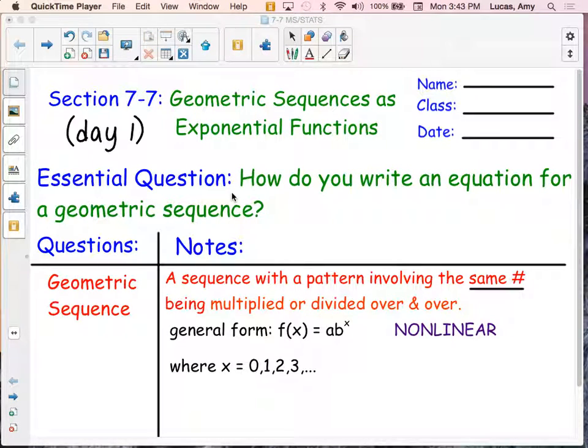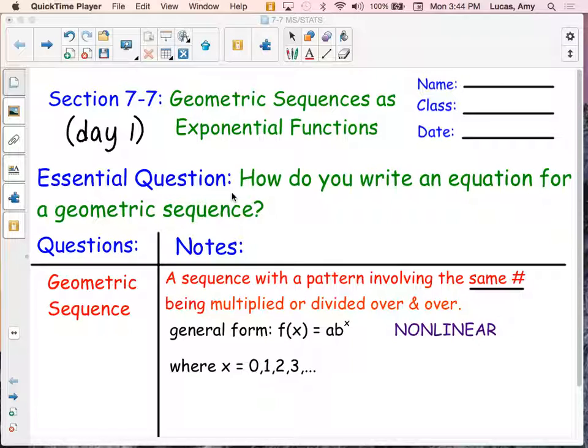Lesson 7-7, Day 1, Geometric Sequences as Exponential Functions. Our essential question today is how do you write an equation for a geometric sequence? So we have one new vocabulary word, that is geometric sequence. A geometric sequence is a sequence with a pattern involving the same number being multiplied or divided over and over.